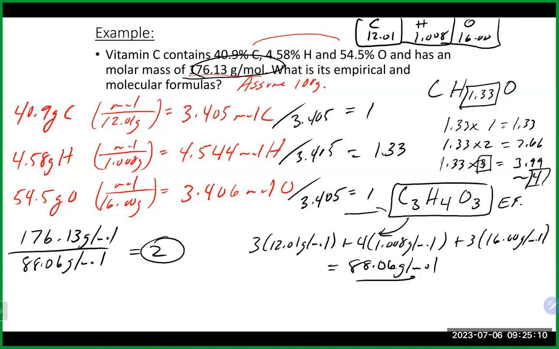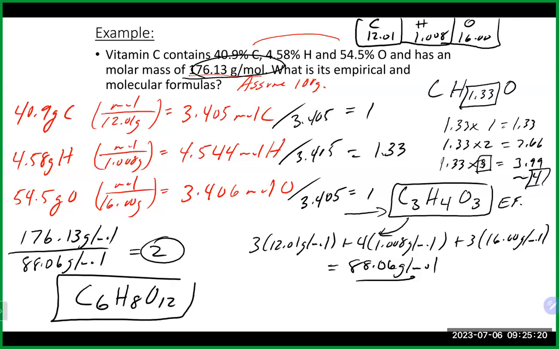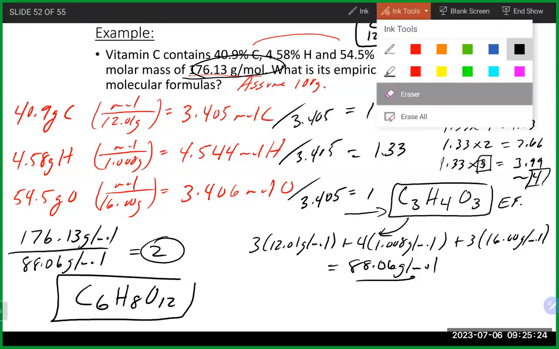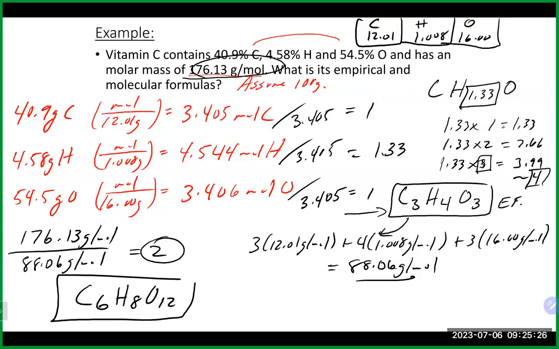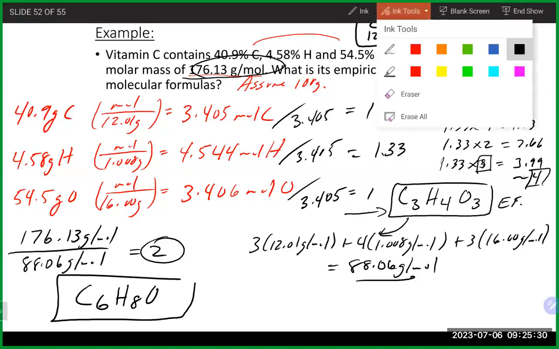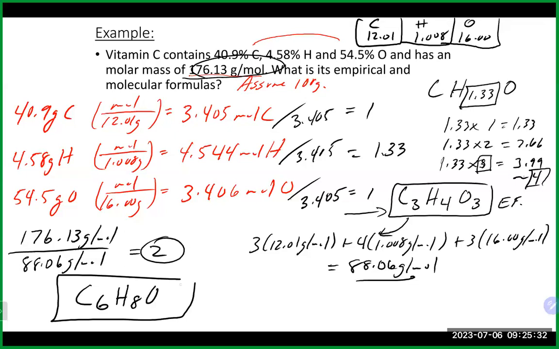So we're going to take our empirical formula and multiply it by 2, C6H8O6. That's 3 times 2, I'm going to use my fingers there. I think you said 6 there. That sounds better, probably. There you go.